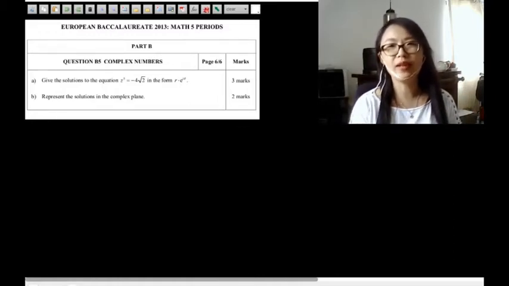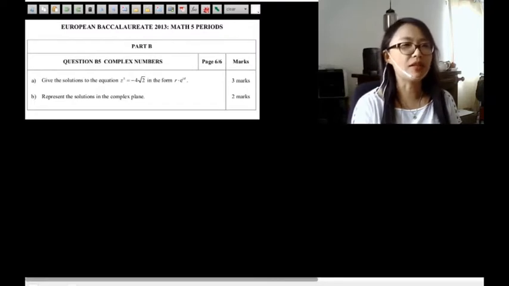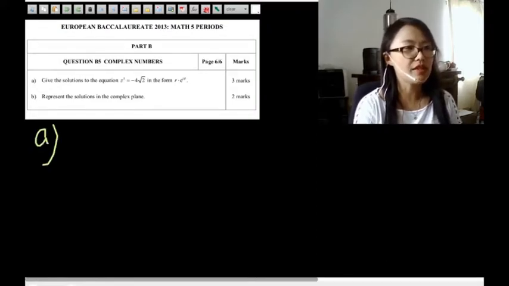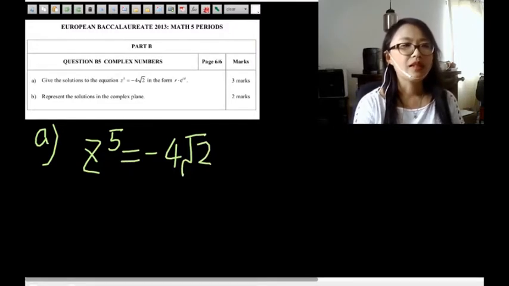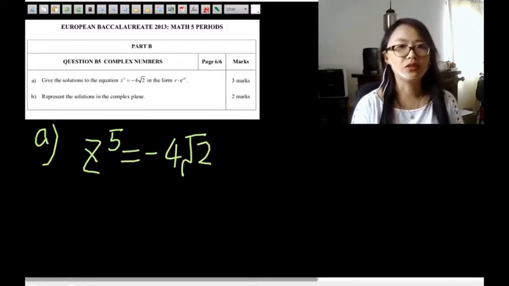Today I'm going to explain a real baccalaureate question from 2013. This is a complex number question, question B5, so I'm going to copy this question again. Give the solution to the equation z to the power of 5 equals minus 4 times square root of 2. So this is a question to look for the roots of a complex number.